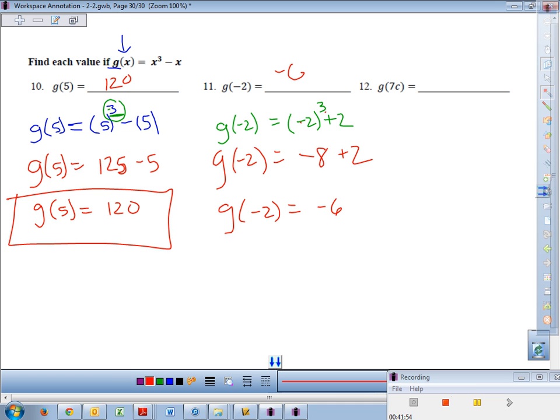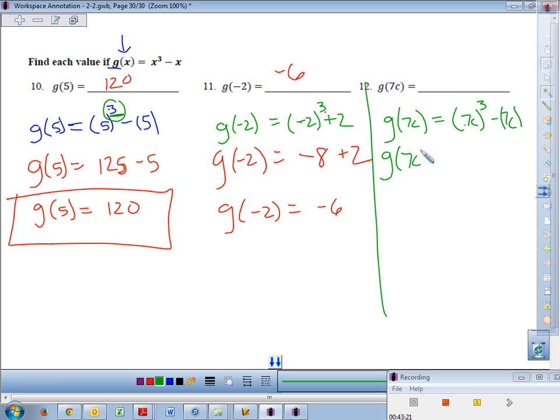Negative 6, what do we get? And now I dare you to do number 12 and see if you get it right in the first place. Get that done with PAL, and let's see how well we do. Here's what you got when you substitute in. Should the 7 get cubed? Yes. It becomes a 343. Should the c get cubed? c cubed.